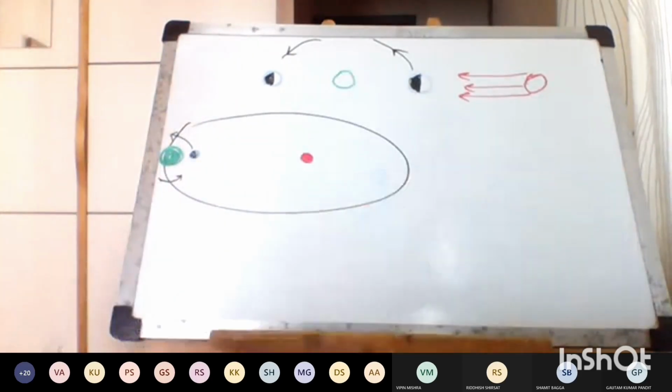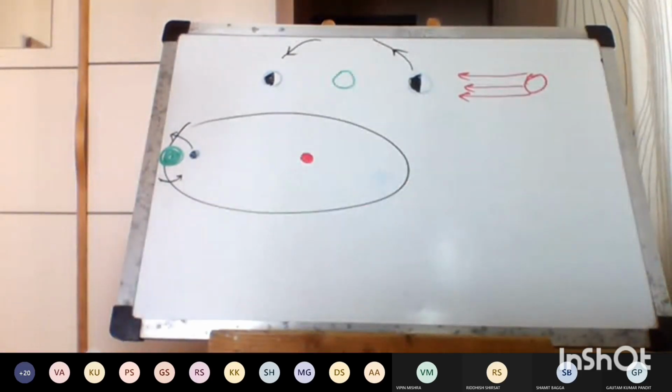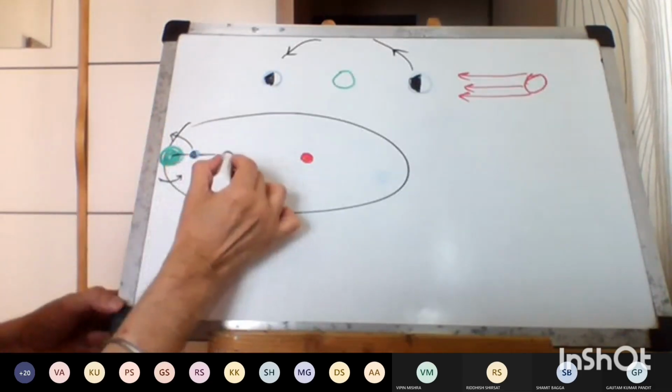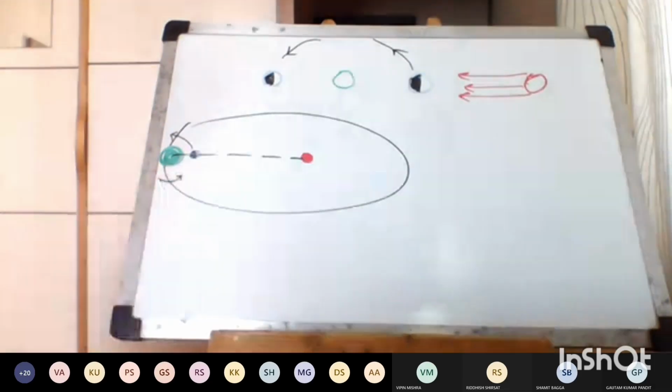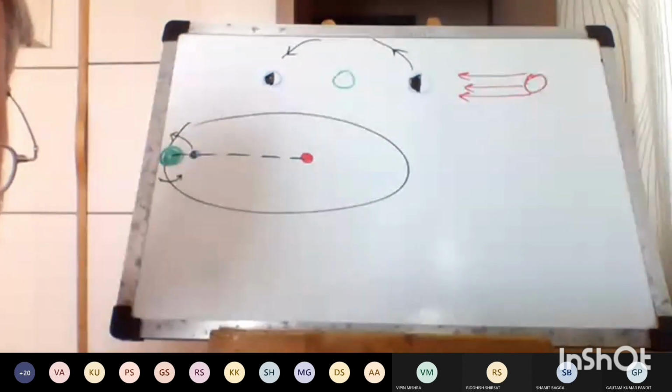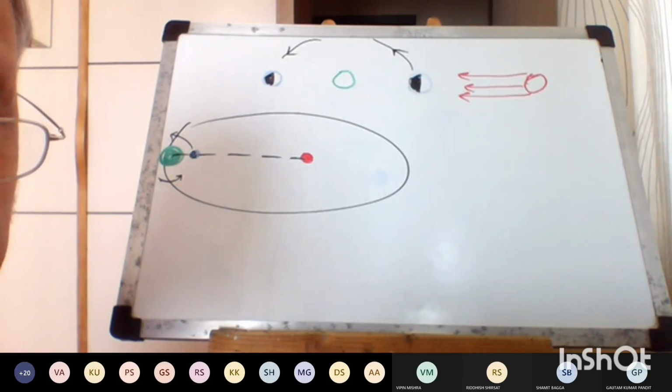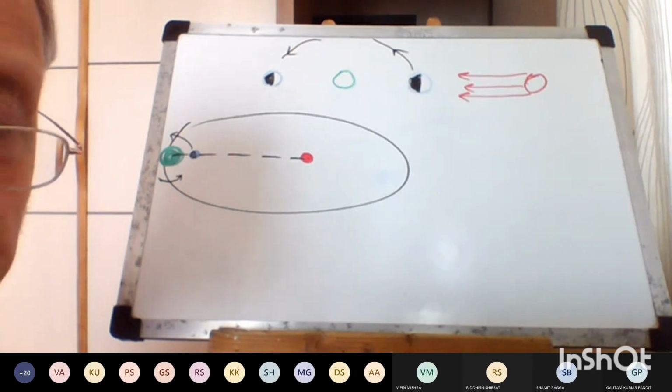Now I want you to imagine some distances. This distance is 93 million miles. Sun to the earth, correct? Yes, sir. 93 million miles. Now what is 93 million? Very small number. 93 million, 100 million. 1000 million is 1 billion.